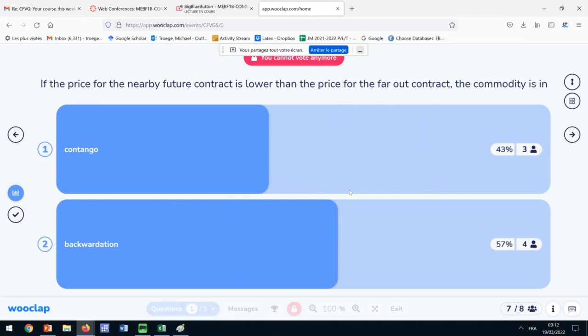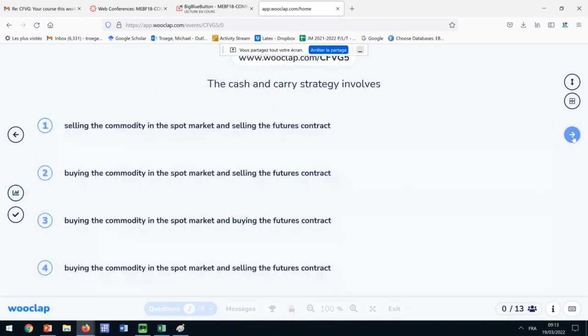If nearby is lower than the far out, it means the curve is upward sloping. If the curve is upward sloping, it's in contango. Backwardation is downward sloping. Contango is upward sloping. It's confusing. There's no good way to remember it. You just have to learn it by heart. Far out is as the name indicates. So we have an upward sloping curve, and that means contango. Okay, let's move on. Cash and carry involves what?